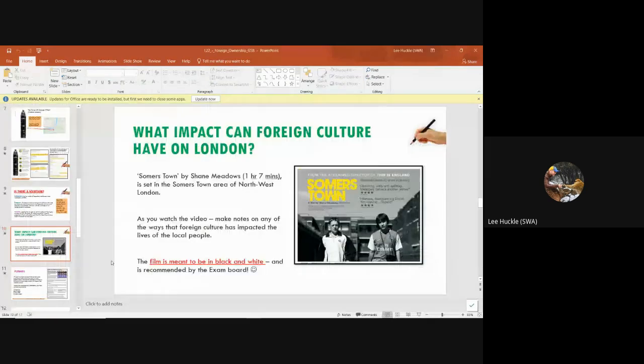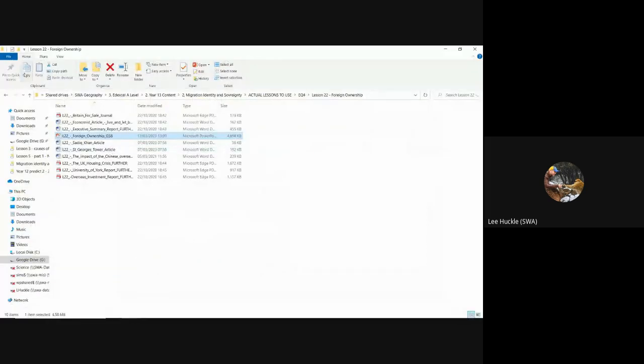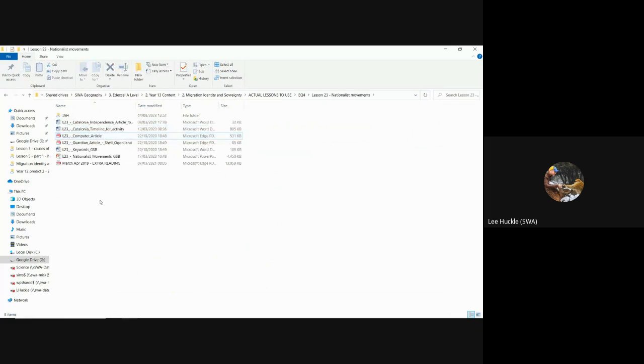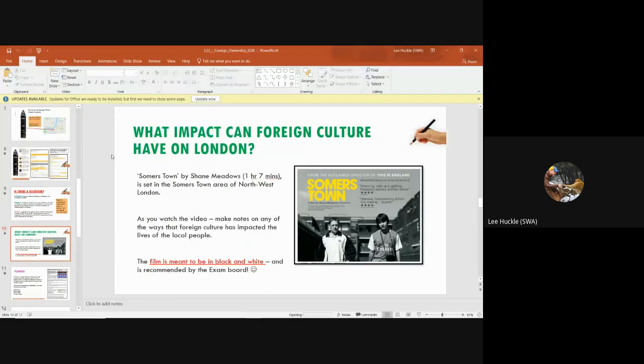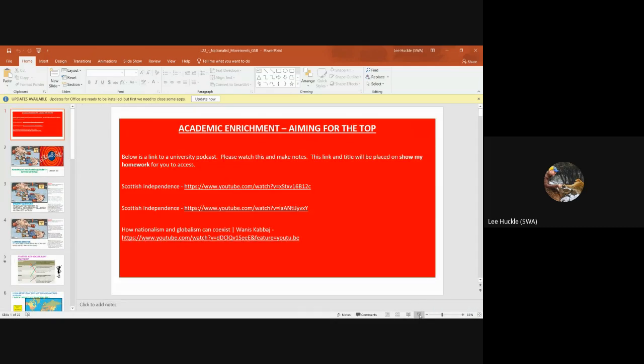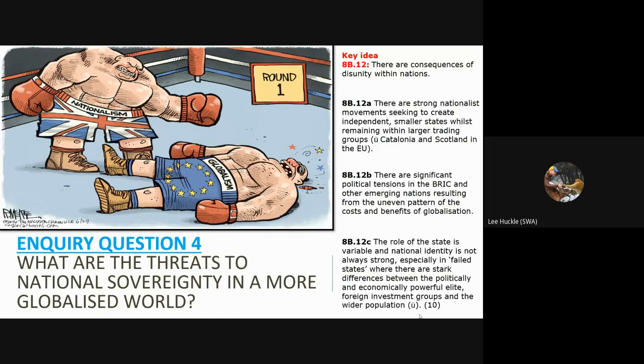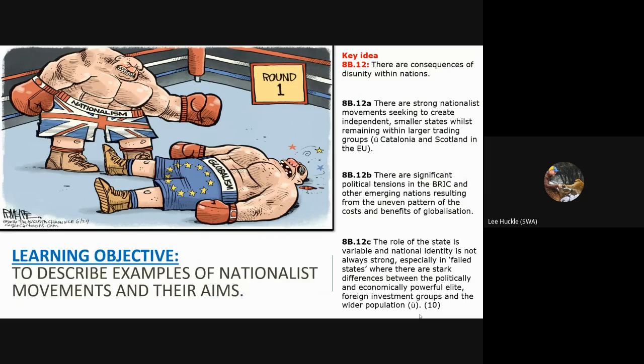So that was the second lesson of EQ4, sorry, the third lesson, which led into another good synoptic link back to EQ2, which was looking at nationalist movements. Let's explore as a reminder what we did here. This was in particular looking at nationalist movements creating disunity within nations. So what are the threats to national sovereignty in a more globalized world is your EQ4, and in particular now looking at examples of nationalist movements and their aims.